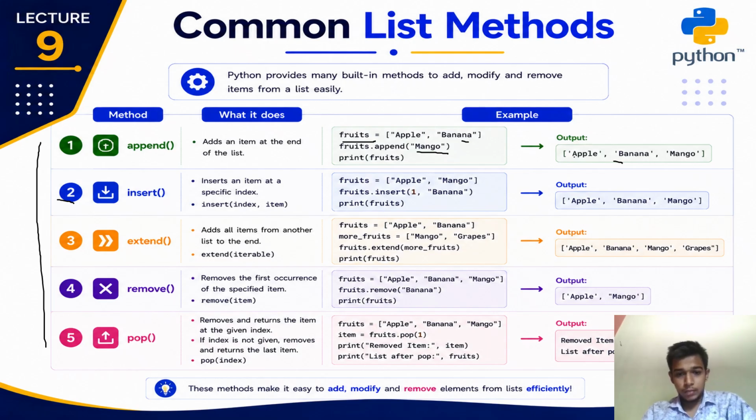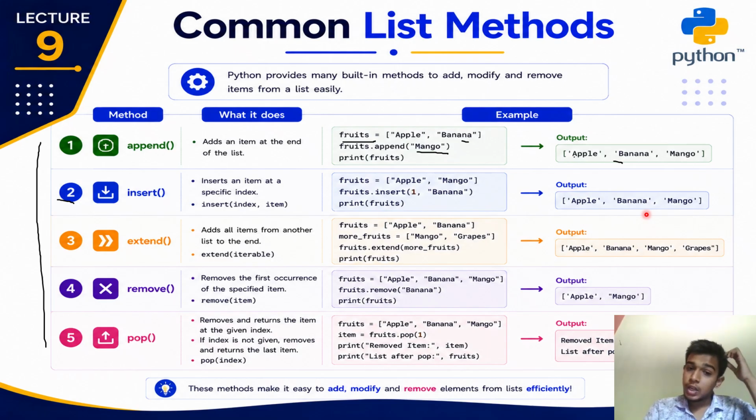Its syntax is list.insert, and after that the index and then the item you want to insert. Now you can see the example here. A list of fruits is given: apple, mango. Then the insert method is used, and here we want to insert banana at index 1. So the output will be apple, banana, mango. Here you can see that banana is inserted at index 1.